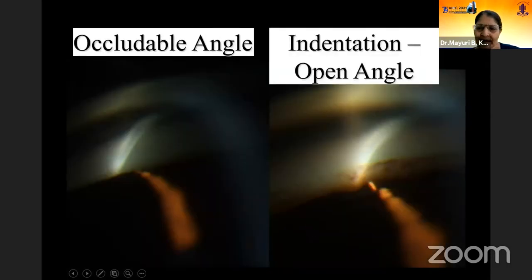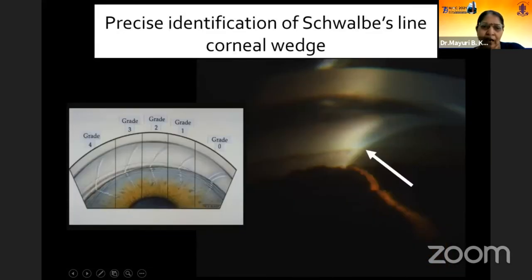So occludable angle, another example. And here you can see the patchy pigment, which is a sign of the previous intermittent angle closure. So another way of identifying is to make a corneal wedge. The anterior and posterior surface of the cornea is seen. There is an apex here. And the sclera and iris, they are opaque, and that's why it's a single line.